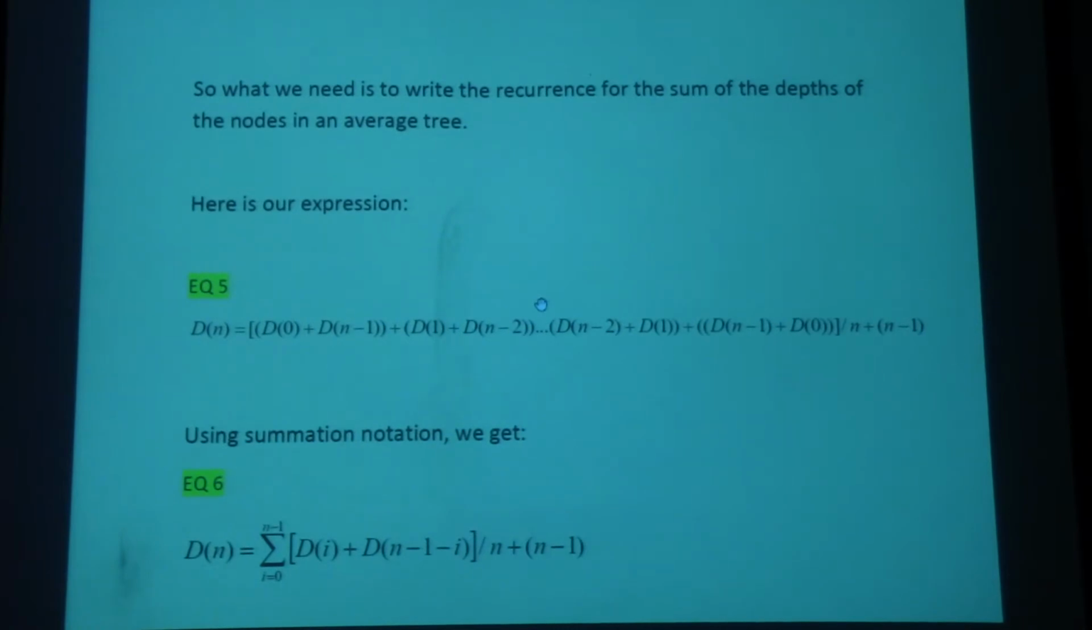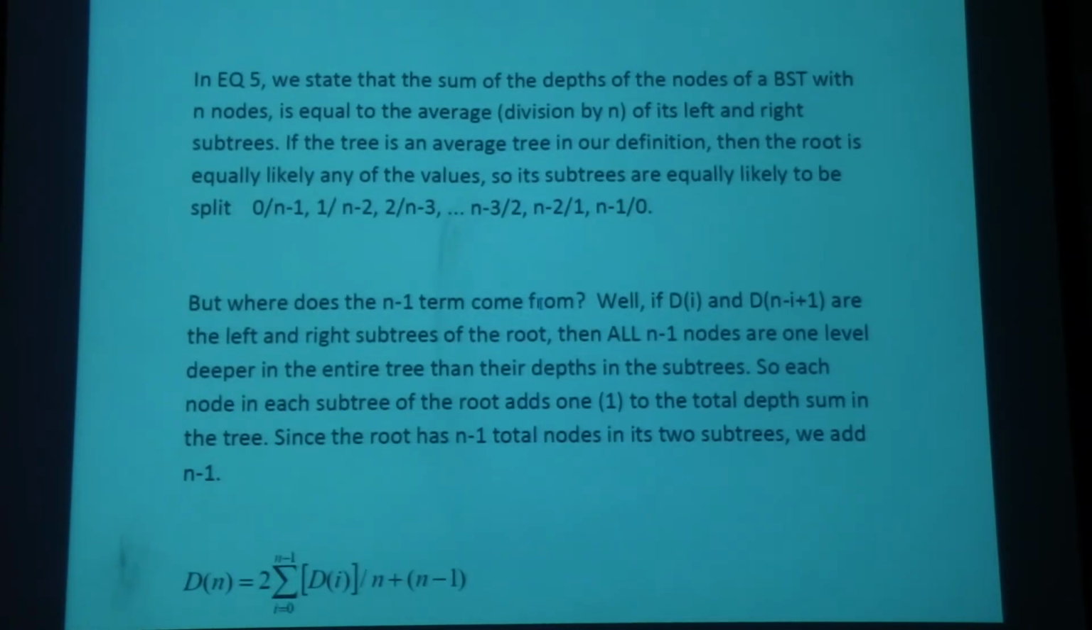N minus 1. Cost of splitting? No. Because we're not doing any work, we're just analyzing a static tree. The n minus 1 term comes from this: suppose d i and d of n minus i plus 1 are the left and right subtrees of the root. So these are going to be the left and right subtrees of the root, right? Then how many nodes are below the root level? N minus 1. So all n minus 1 nodes are one level deeper in the entire tree than in the depths of the subtrees themselves.